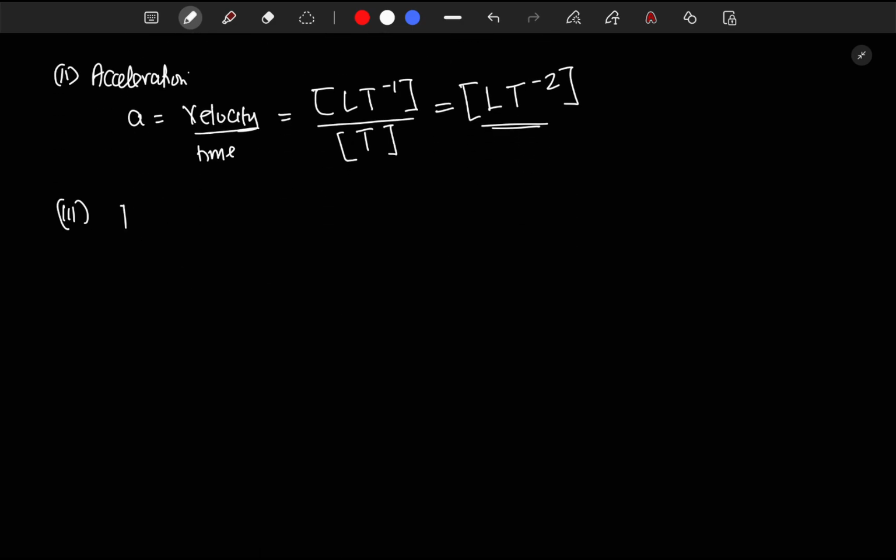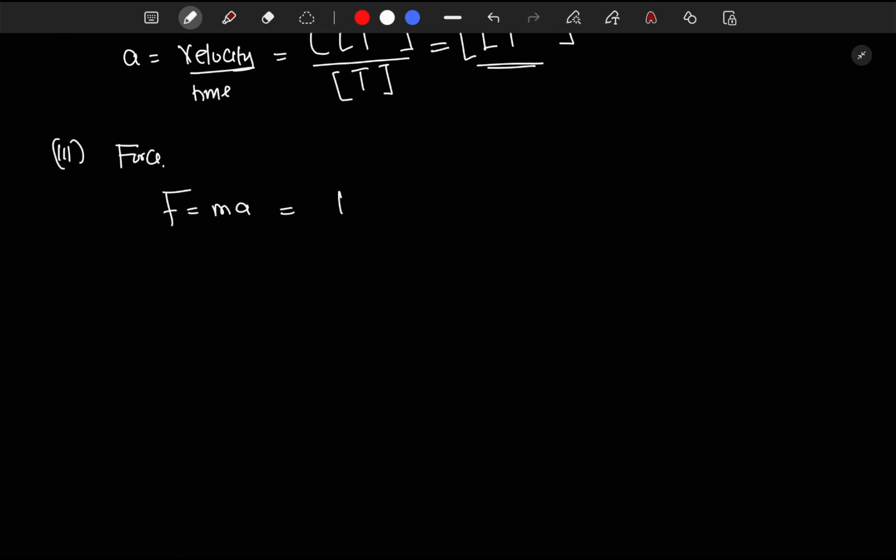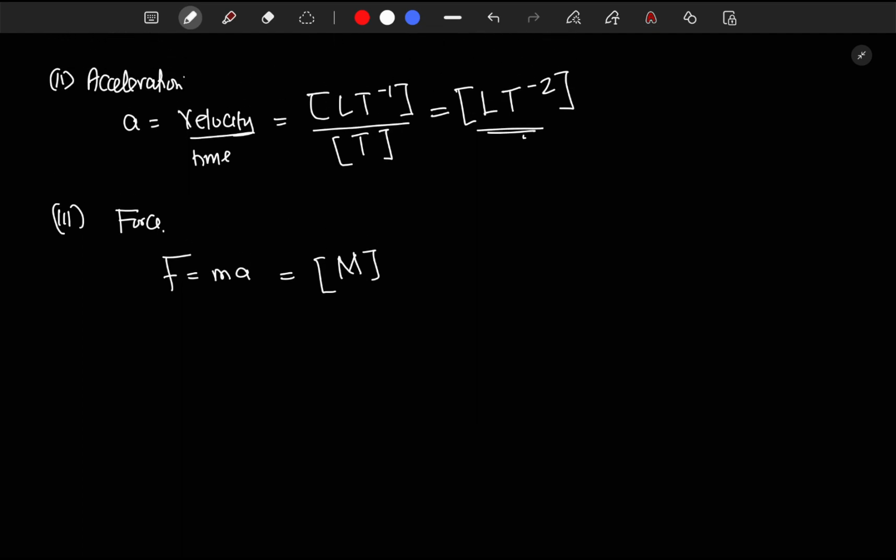Let's move on to force. We know that force is equal to mass multiplied by acceleration. For mass, we are using capital M in brackets. Acceleration we just found, so we multiply by LT^-2. Of course, we can't have separate brackets like this; we just need one common bracket. So we get [MLT^-2]. That is the dimensional formula for force.